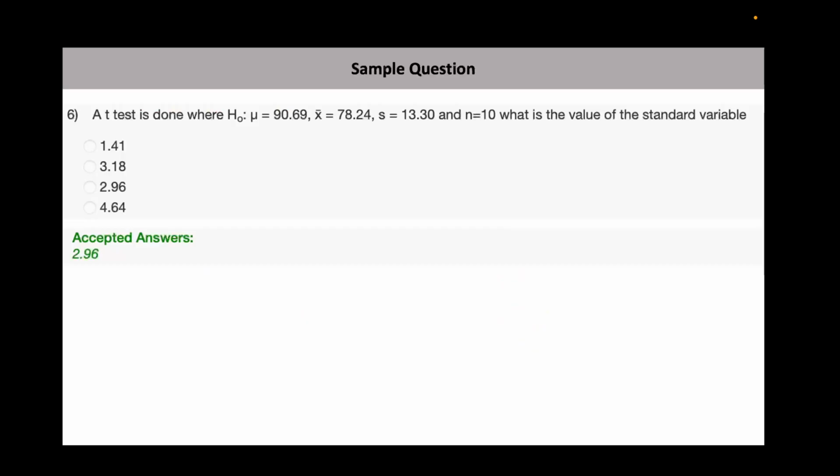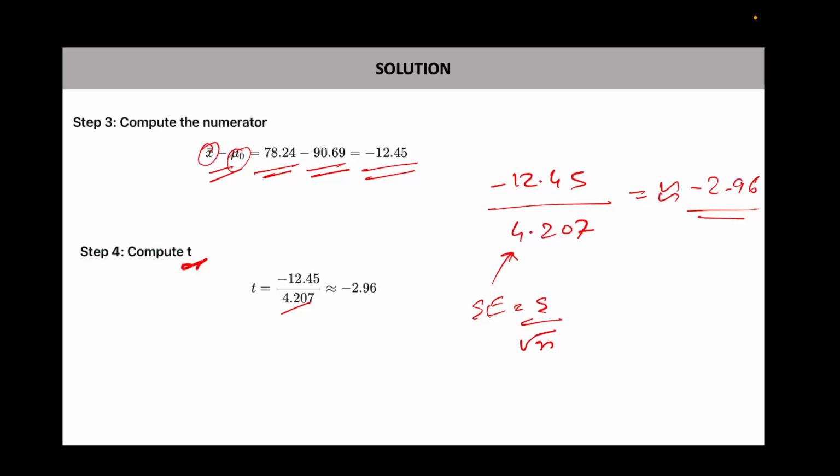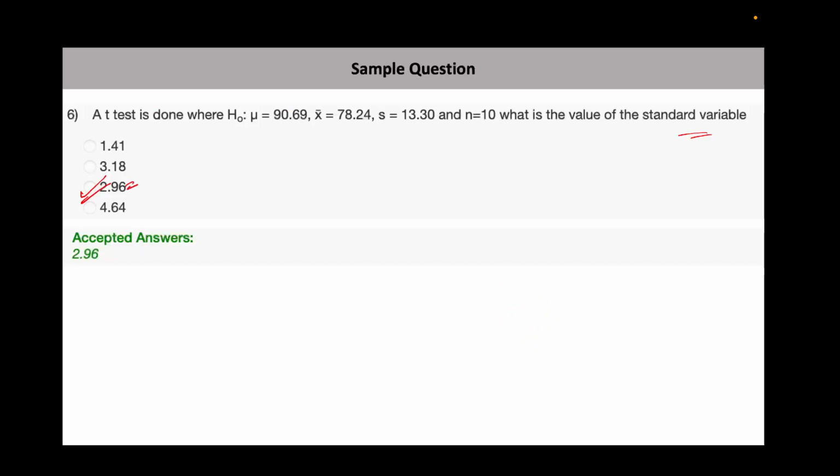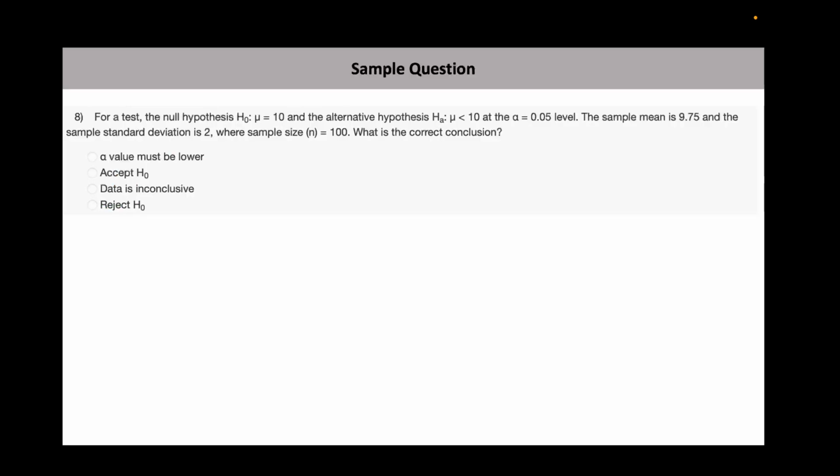That was exactly the question, to find the test statistic. So option C would be correct in this case, 2.96, which we calculated right here. And that is the answer. I hope this question was clear, and let's move on to our next question.